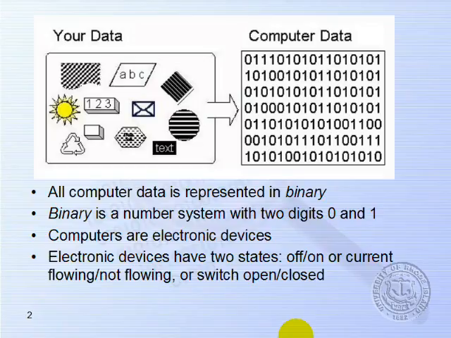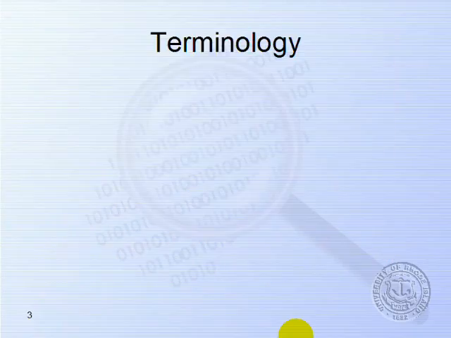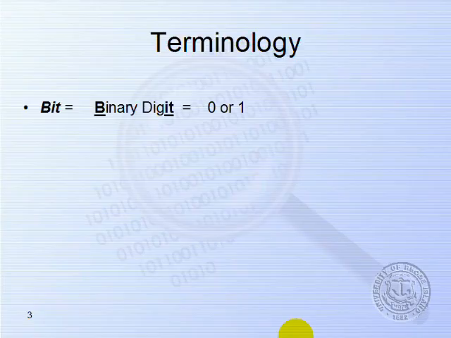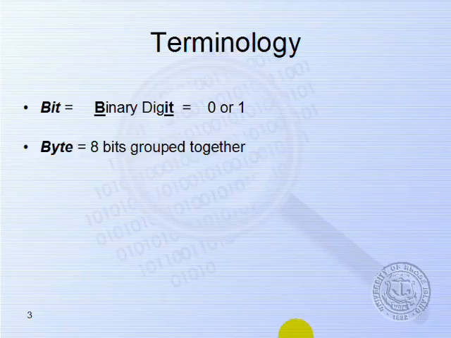In the rest of this topic, we examine how the data we as humans use, text, pictures, sound, can be represented in binary. To do that, first let's introduce some terminology. We'll refer to a single binary digit, a 0 or a 1, as a bit. Bit is short for binary digit. A byte is simply 8 bits grouped together.